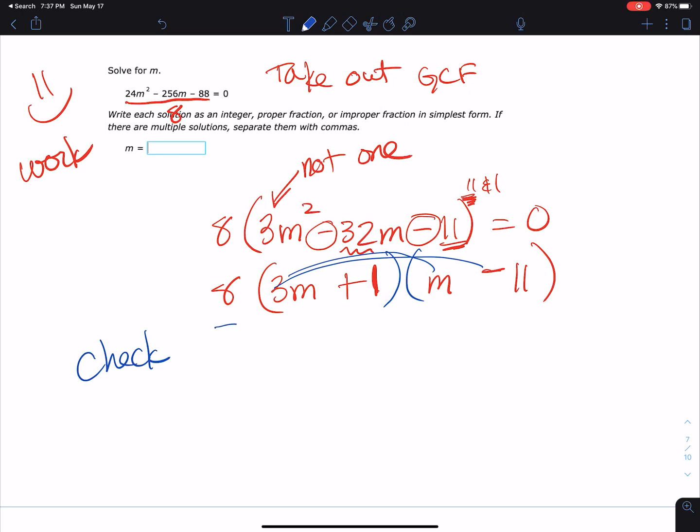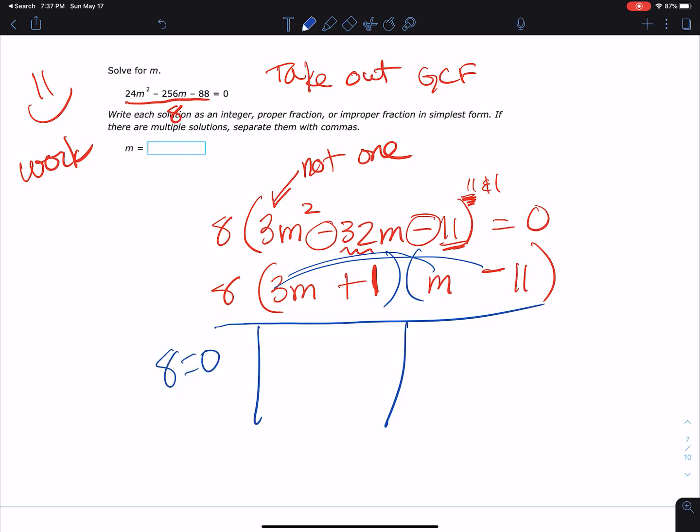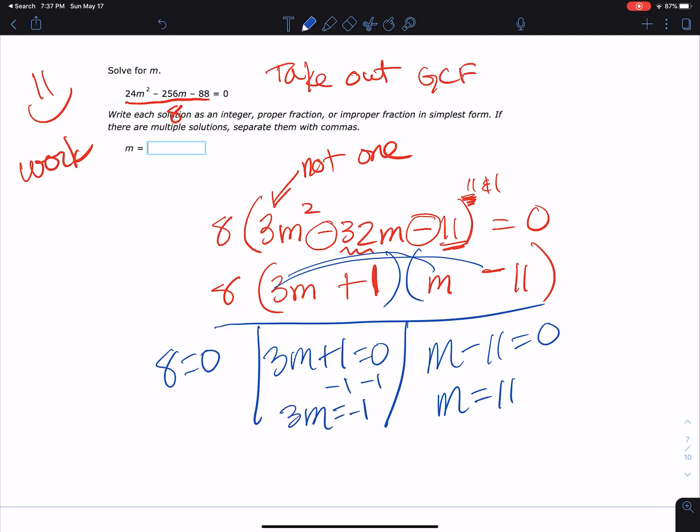So now I'm going to branch off. I have 3 things to branch off to, okay? 8 equals 0. 3m plus 1 equals 0. And m minus 11 equals 0. All right, so m would equal 11. Let's subtract 1. 3m is negative 1. Divided by 3, m is negative 1/3. And then 8 is 0. Impossible, okay? There's no variable there. There's no way 8 could equal 0, so don't include that one, okay?